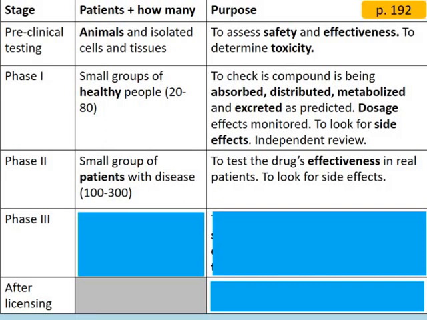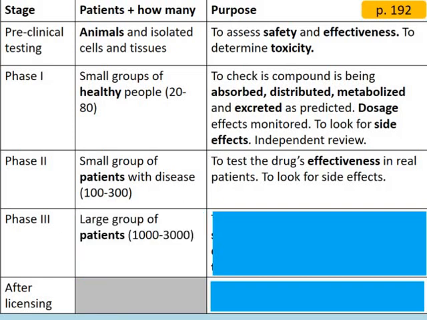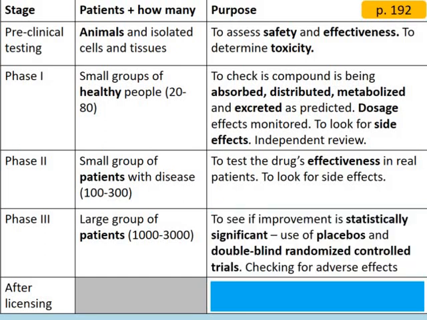So now you've got some information about how healthy people process it and how that molecule works in the body. We then have more information from patients with disease and how well it might work as a treatment, and now we can really start rolling it out. So we can recruit a larger group of patients, between 1,000 and 3,000, and this is to find out if there is a significant improvement in terms of statistics.